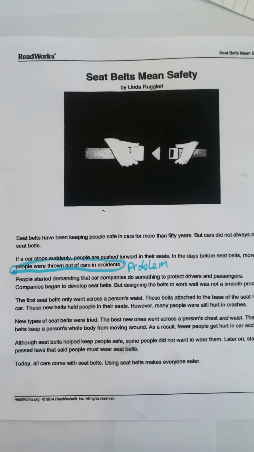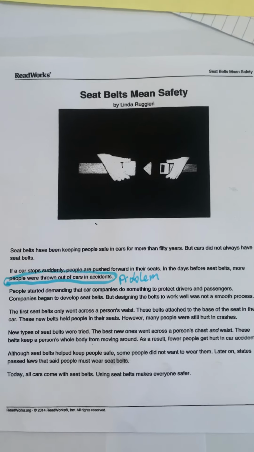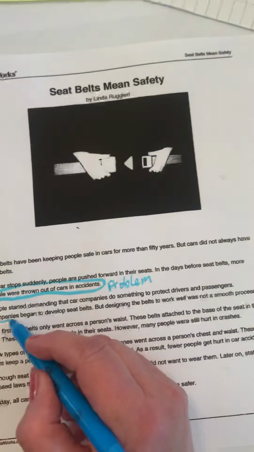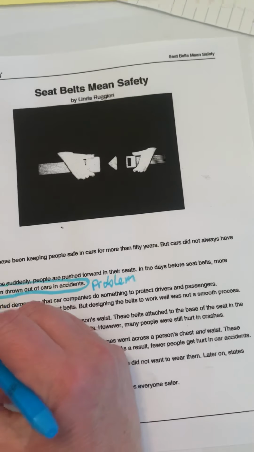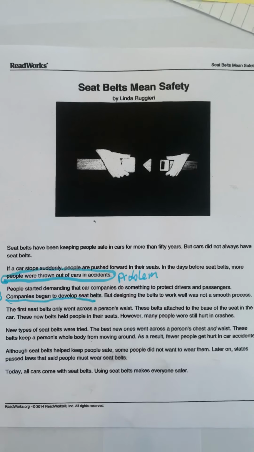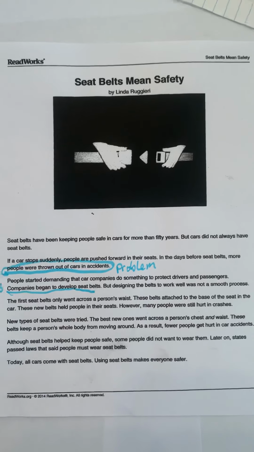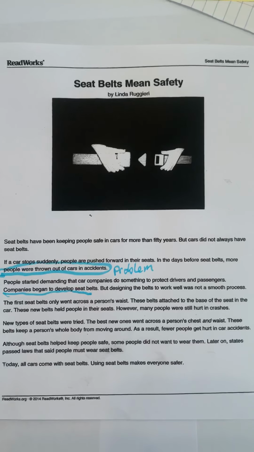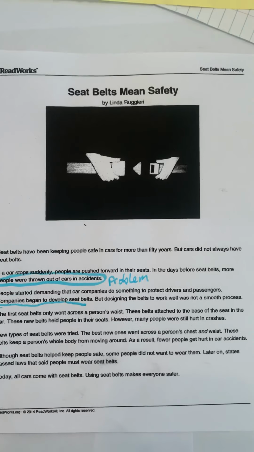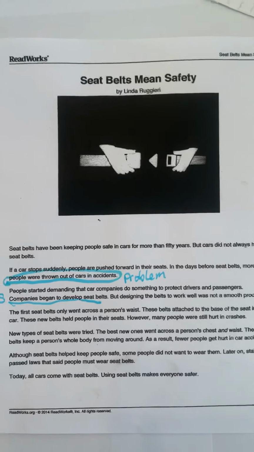Let's find a solution. People started demanding that car companies do something to protect drivers and passengers. Companies began to develop seatbelts. Oh, that could be a solution. But designing the seatbelts to work well was not a smooth process. The first seatbelts only went across a person's waist. These belts attached to the base of the seat in the car. These new belts held people in their seats. However, many people were still hurt in crashes. I remember those seatbelts when I was a kid.